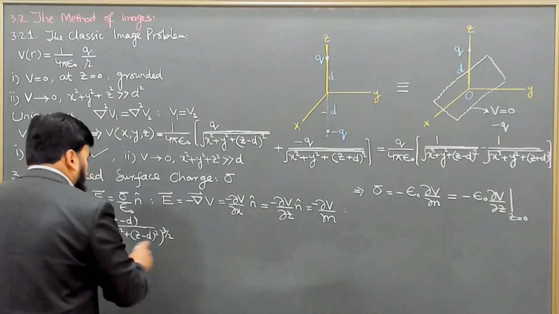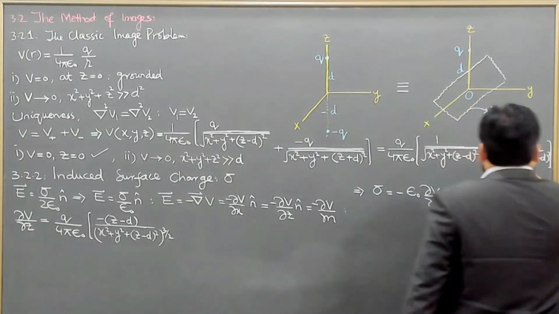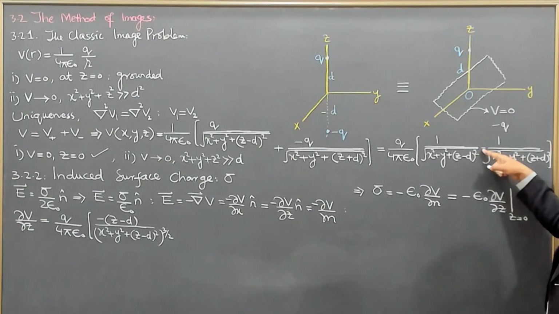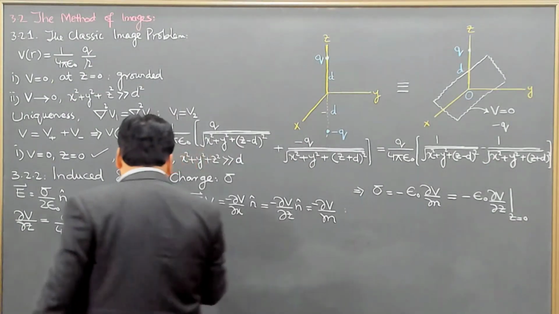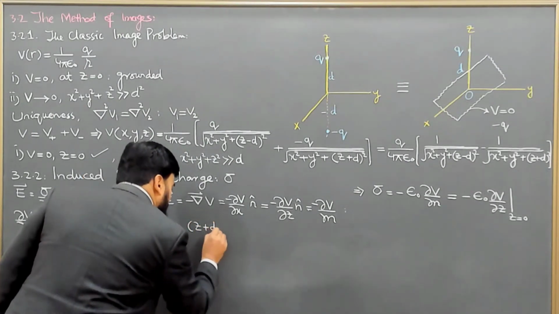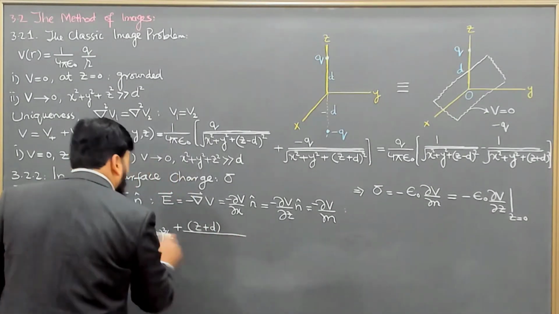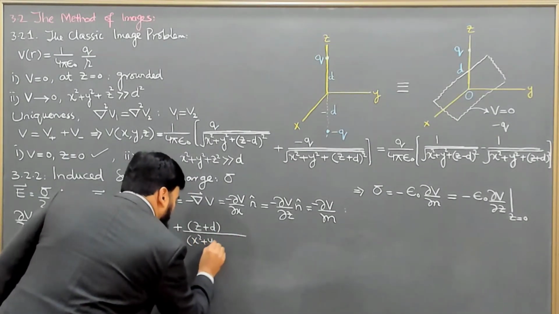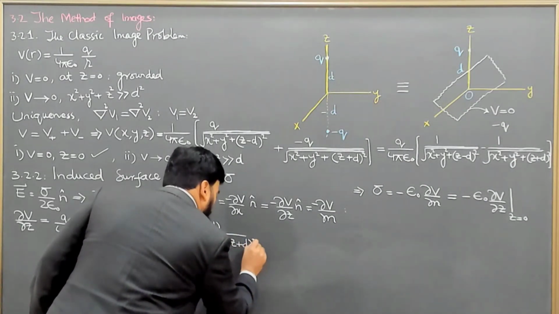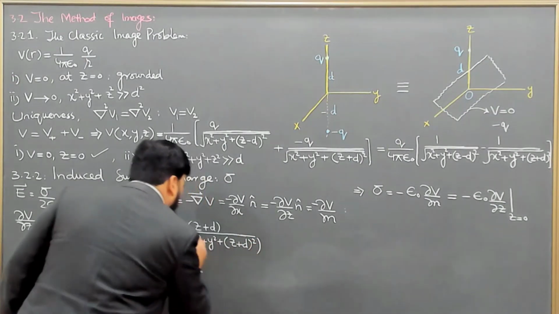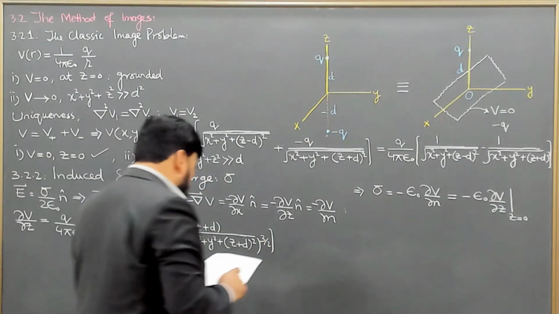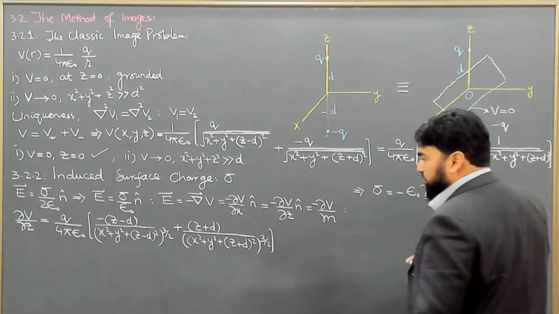So we have, and for this one, also minus 1 over 2 will come, so this minus and this minus will multiply and it becomes plus. So we have plus z plus d divided by x square plus y square plus z plus d whole square, and its power is basically 3 over 2. So this is the derivative of this equation.